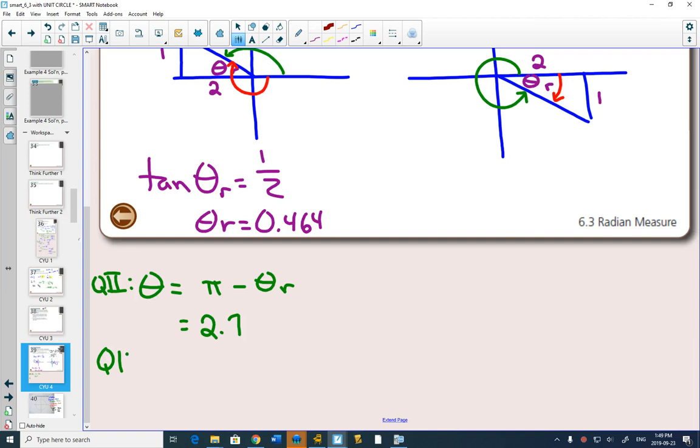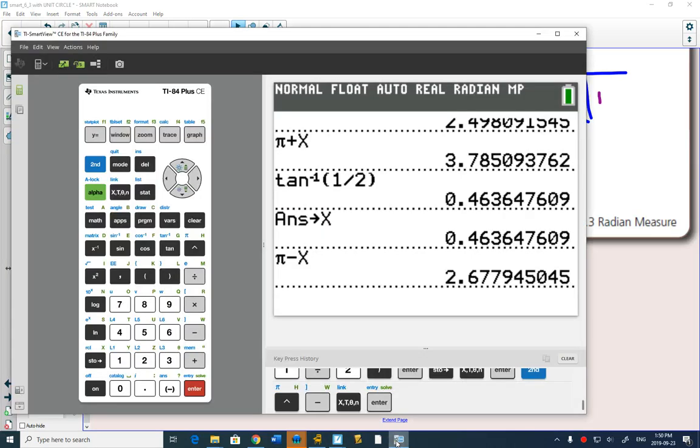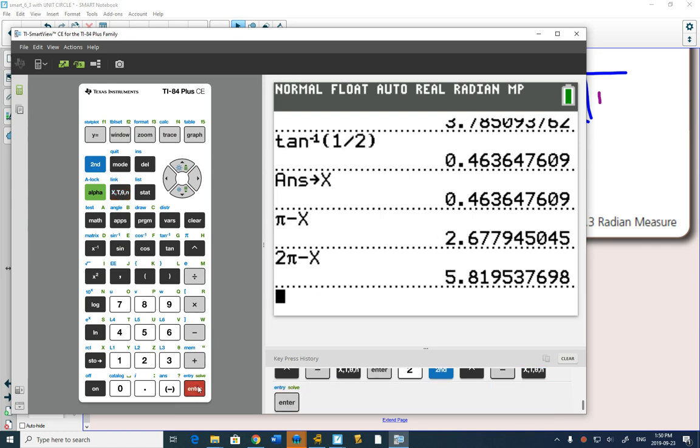In quadrant 4, if I was doing degrees, I would do 360 degrees minus my reference angle. Now that I'm working in radians, I would do 2 pi, because that's 360 degrees, minus my reference angle. Again, go to my calculator. 2 pi minus my reference angle, which I've stored as x, 5.8.